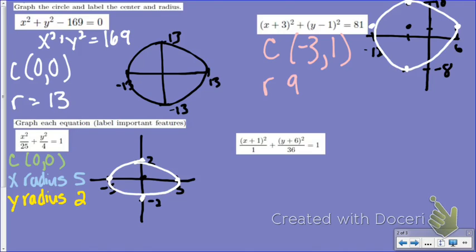Alright, then this last one here to graph, I'm going to find my center first. My center is going to be at the 0 of that factor, basically, what makes that factor equal 0, which is -1 and -6. Then my x radius is going to be the square root of that bottom number with the x. That means my x radius is 1. And then my y radius is the square root of what's under the y. So that y radius is going to be 6. So in order to graph this, I'm going to plot the point -1, -6.